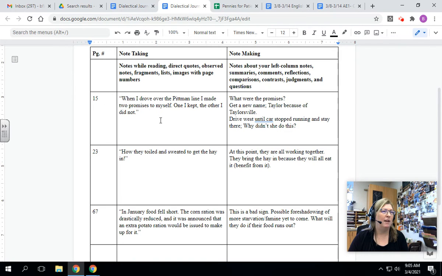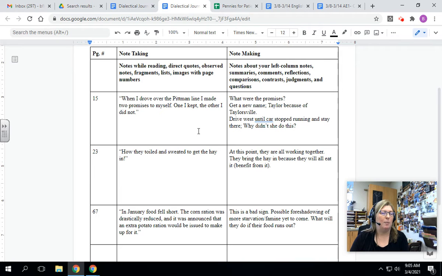So anyway, here's an example, right? A quote. On the right-hand side, these are your notes. So this is why it's dialectical, because you're talking to yourself essentially. Here's what I found. What do I have to say about that? So in this note-making column, there are notes about your left-hand column notes, summaries, comments, reflections, comparisons, contrasts, judgments, and questions. So basically, whatever's going on in your brain and the reason why you stopped and thought this was important, you're going to talk about here on the right-hand side. As your teacher, that's probably where I pay the most attention because this is really the work of your brain that I get to see on paper.